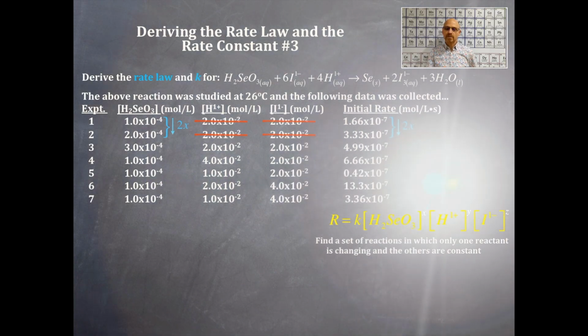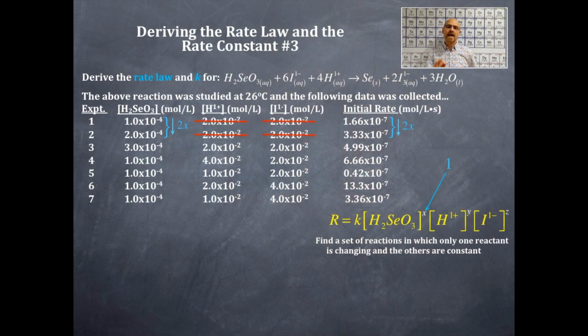Okay, and that's why I just solved for the exponent here, x, for the H2SeO3. That is the order of the H2SeO3, and that is first order. So 2 to the first power, that's the first order, is equal to 2, and that lets me know that it is first order. So 2 is the doubling, to the first order, the order is equal to the initial rate, and that's 2.